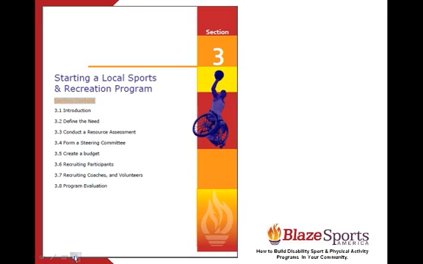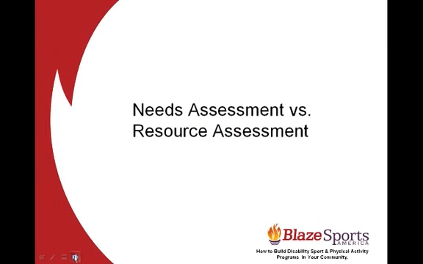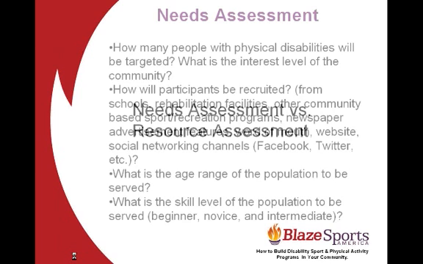Chapter 3 outlines the things. Basically, it's again a roadmap to start local programs. It suggests a variety of things, including a resource assessment and budgets and how to recruit participants. The big thing it suggests is the difference between a needs assessment and a resource assessment.